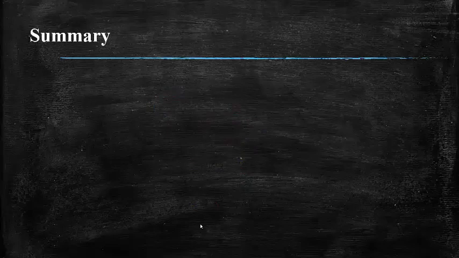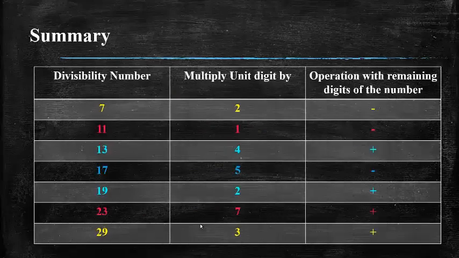Coming to a very quick summary. Okay, so I have just listed out the divisibility numbers here, and what is the digit that you have to multiply for the unit digit, and what is the operation that you are going to perform on the remaining numbers. Okay, so this is just a glimpse of it. So you can take this video, you can watch it once, and you try to apply different values and check the divisibility. So to end up with, I have a trivia for you.